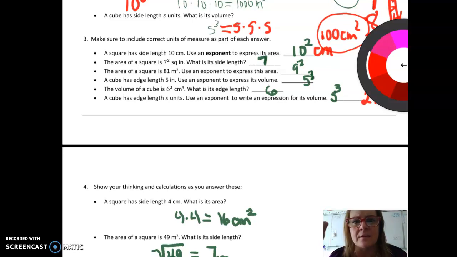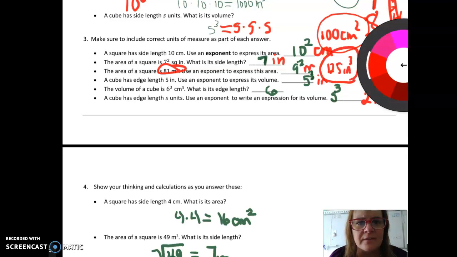The area of a square is 7 squared. So what's its side length? It's just 7 inches. The area of a square is 81 square meters. We use an exponent to express this area. The area would be 9 squared meters, or 81 square meters. A cube has an edge length of 5 inches. Use an exponent to express its volume. It'd be 5 cubed inches, or 125 cubic inches.